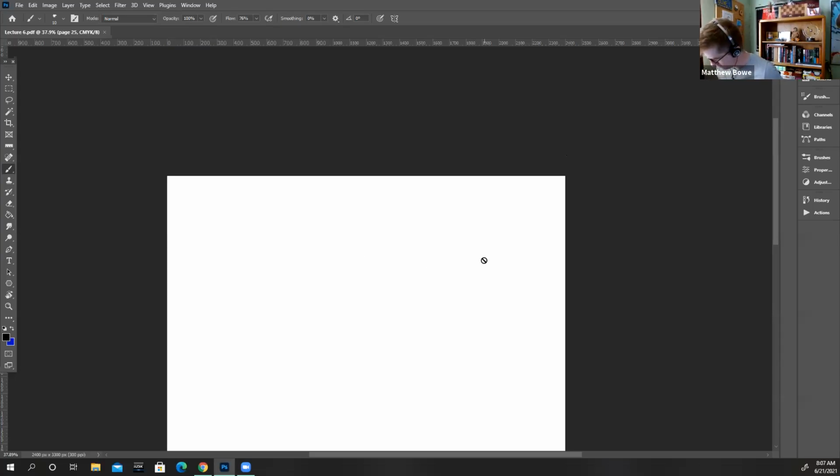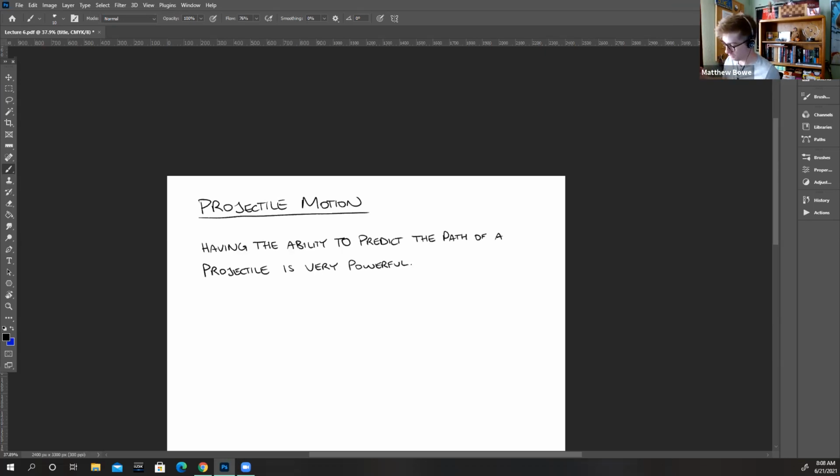Okay, so we have projectile motion. Now that we're into motion in 2 and 3 dimensions, you need to cover this. This is one of the cornerstones of what you learn in pretty much any physics class. This is one of the big ones. Here, there we go.